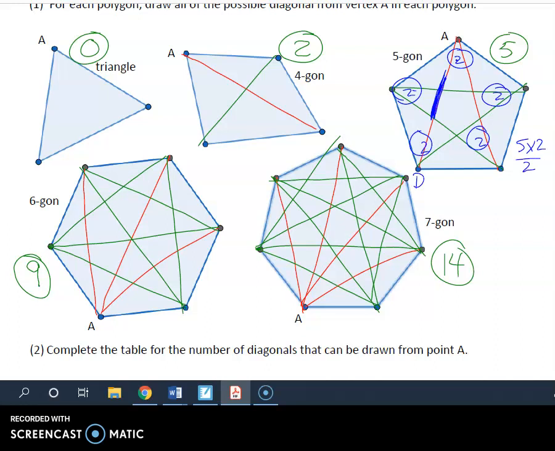Same thing with the heptagon. There are 4 diagonals coming off each vertex. So it would seem reasonable to say the answer is 7 times 4, there are 28 diagonals. But again, each diagonal is getting counted twice. So we have to divide by 2 to get that final answer.